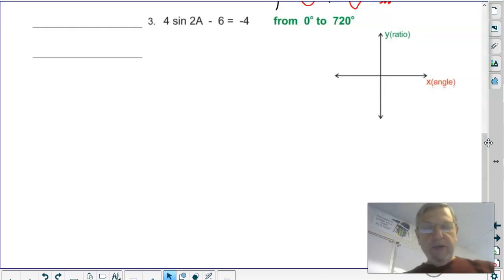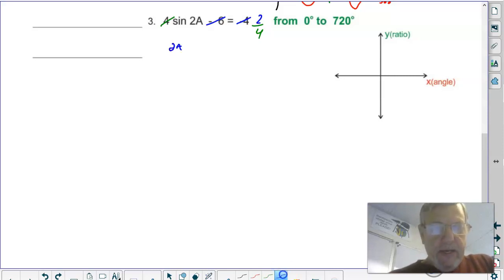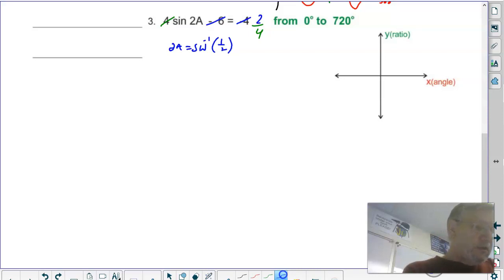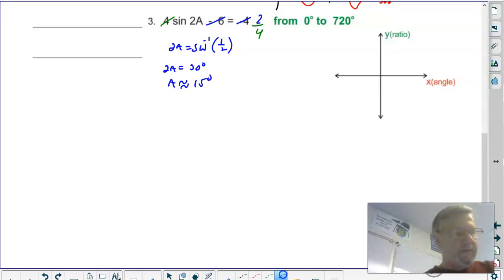Okay, so again, I got to isolate the sine function, and therefore I'm going to add a positive 6 to both sides. That's going to give me a positive 2. I'm going to divide both sides by 4. So I know that 2a is going to be sine to the negative 1 of 1/2. And sine to the negative 1 of 1/2 is 30 degrees. So 2a equals 30 degrees. So a is going to be 15 degrees. Agreed? 15 degrees for a.